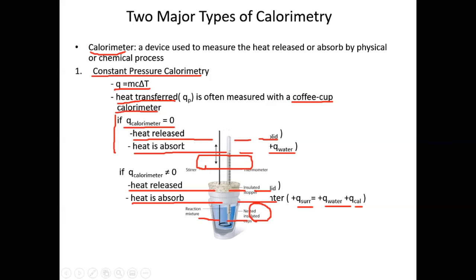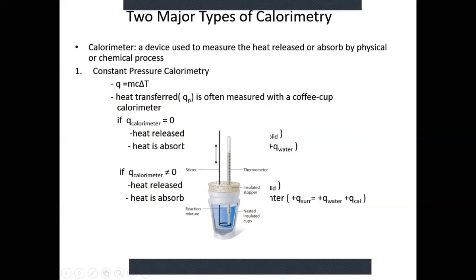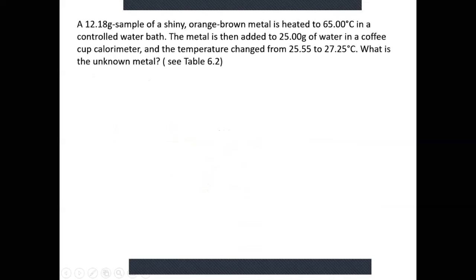So this is what a coffee cup calorimeter looks like. You have your coffee cup. In here is where the reaction occurs. You measure the temperature as well. Usually this lab is done in General Chemistry 1 or General Chemistry 2, coffee cup calorimetry. So let's look at a problem involving coffee cup calorimetry.